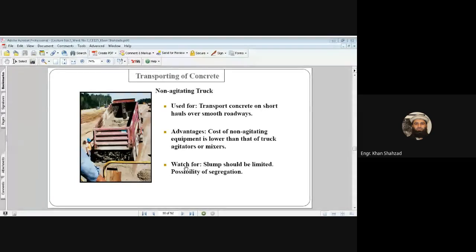What you have to take care of when you are using this truck? Watch for, number one, the slump should be limited. You should not use high slump or high water cement ratio. Possibility of segregation is there. When this truck is moving on the road, the chances are that the water can go out from the truck, or even the cement paste can go away from other particles of the concrete, so it can cause segregation. So you have to take care.